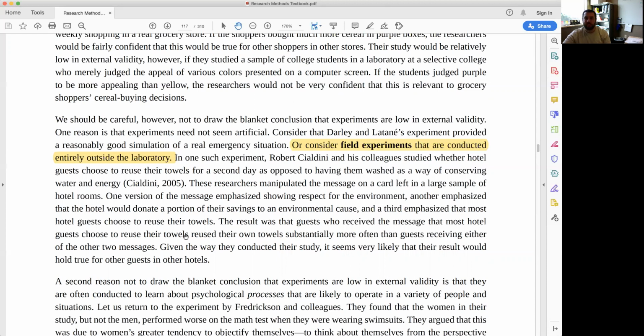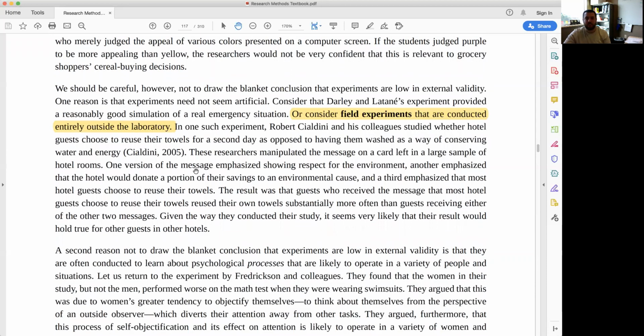Others are trying to promote you to reuse your towel. And that's what this study was looking at. So one version just said it's showing respect for the environment to reuse your towel. Another one said that the hotel would donate a portion of the savings to an environmental cause. And the third one was that most hotel guests choose to reuse their towels. So there are three different levels of this independent variable. The independent variable would be the message that customers saw, so we would see one of three.